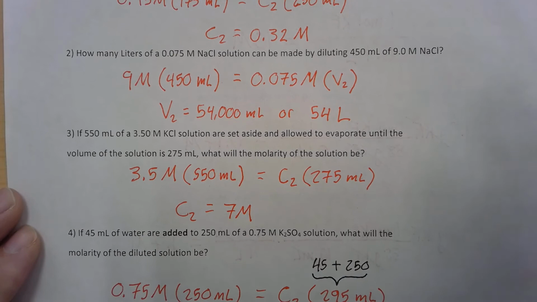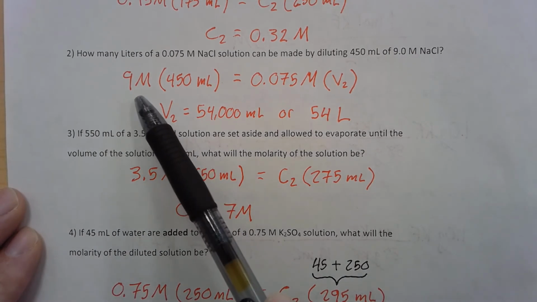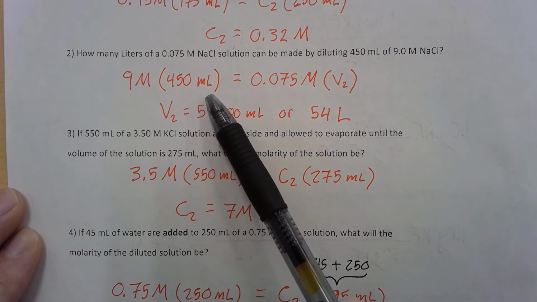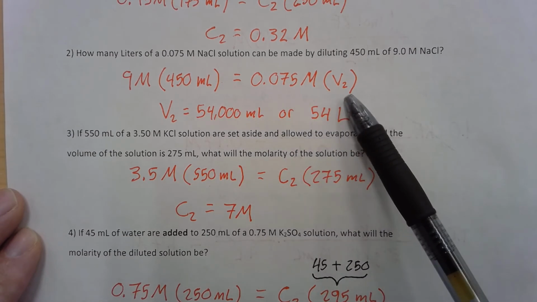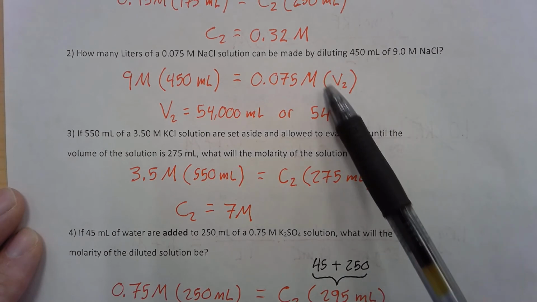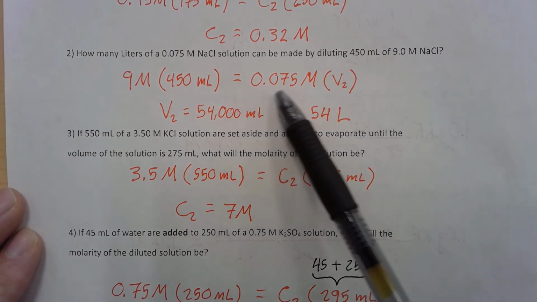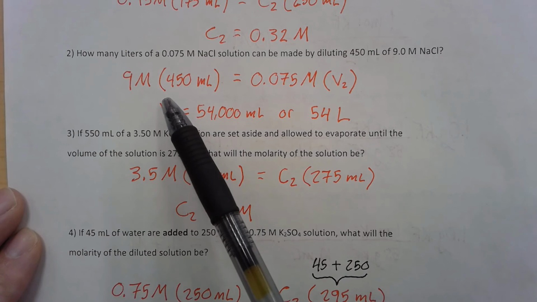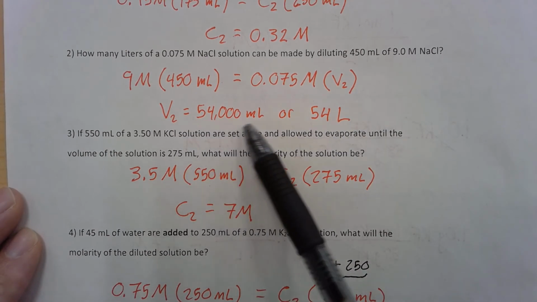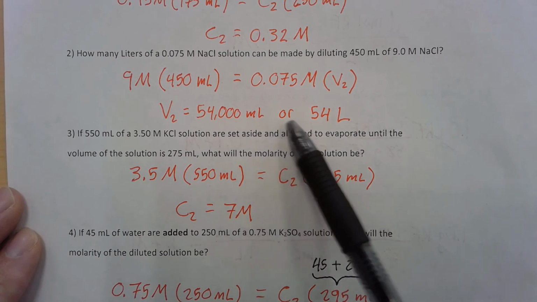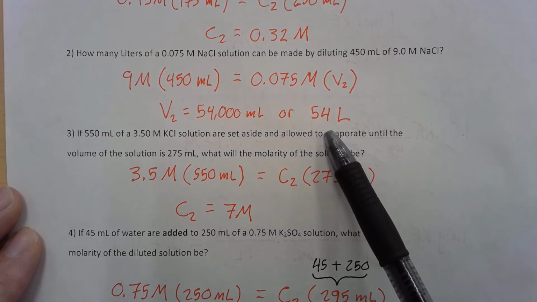Let's move on to number 2. The setup is the same. 9 molar times 450 milliliters equals 0.075 molar times V2. We're looking for V2 here. Once you do this division across, V2 is left by itself, and it ends up being 54,000 milliliters, or simply 54 liters.